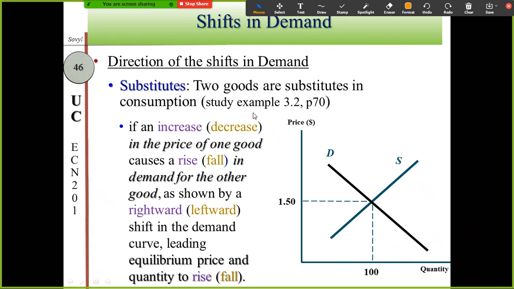Okay, let's say substitutes: car and motorbike, pen or pencil. So this is the original demand, original supply with equilibrium price 1.5 and equilibrium quantity 100. Okay, look at the condition. If an increase, I use a purple color for this condition, and this is maybe a gold color, not yellow. If an increase in the price of one good causes a rise in demand for the other good. For example, when the price of, let's say, car goes up, more expensive.